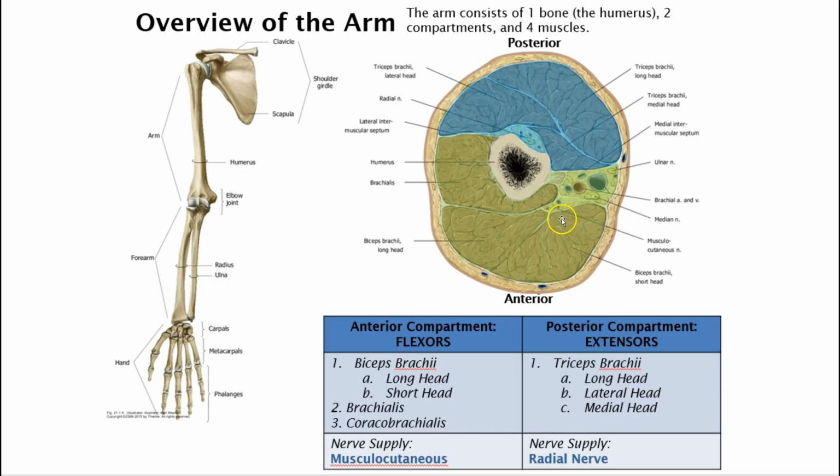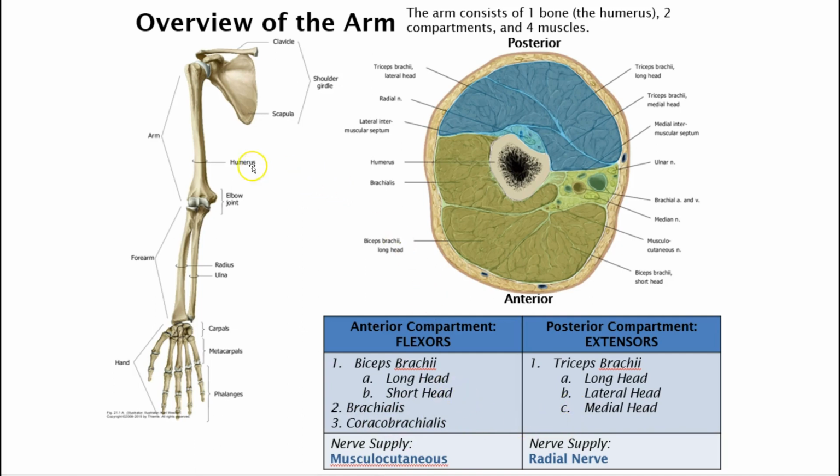Here we show a similar slide, a summary slide showing the anterior compartment now facing down. This would be the anterior and this would be posterior. It lists the muscles: the biceps brachii, and we're going to see a brachialis and a coracobrachialis. It lists the nerve supply for each of the two compartments.